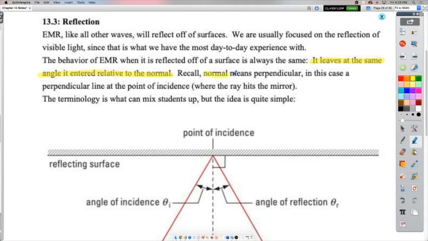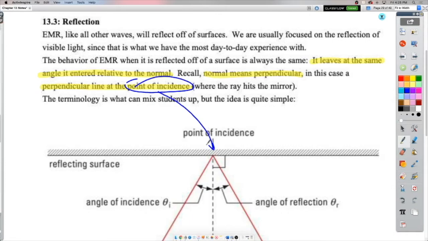Okay, so remember, normal means perpendicular. The normal force from physics 20, right, meant it was perpendicular to the surface. So in this case, it's a perpendicular line at the point of incidence. Point of incidence being where the ray hits the mirror. Okay, so in other words, right there, right where it actually hits.